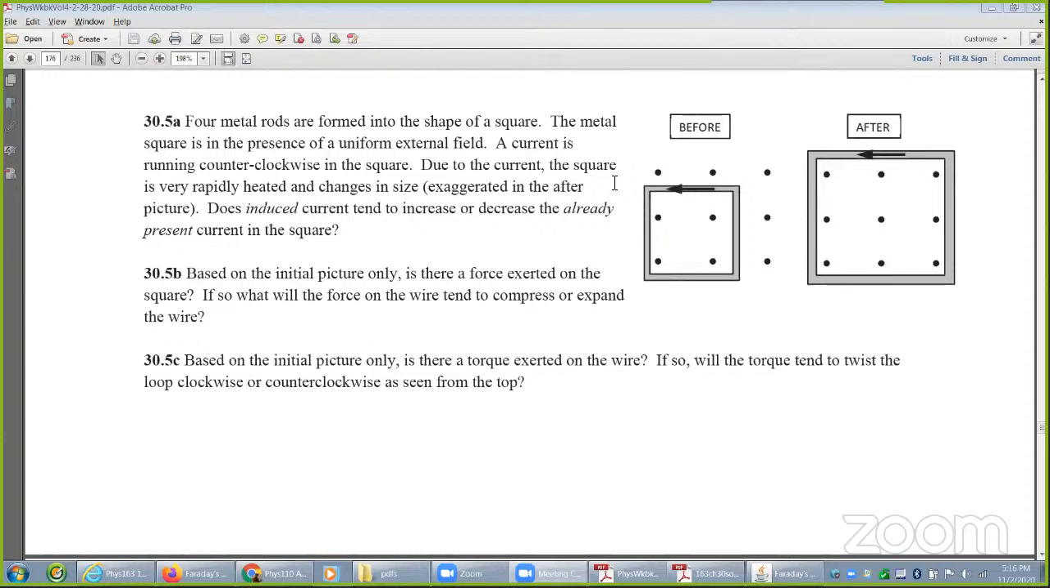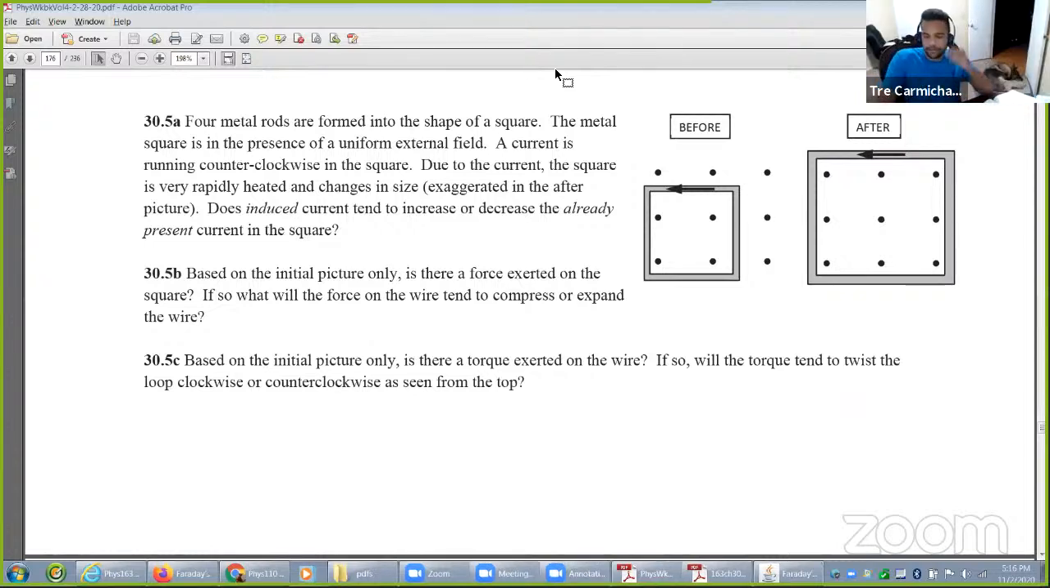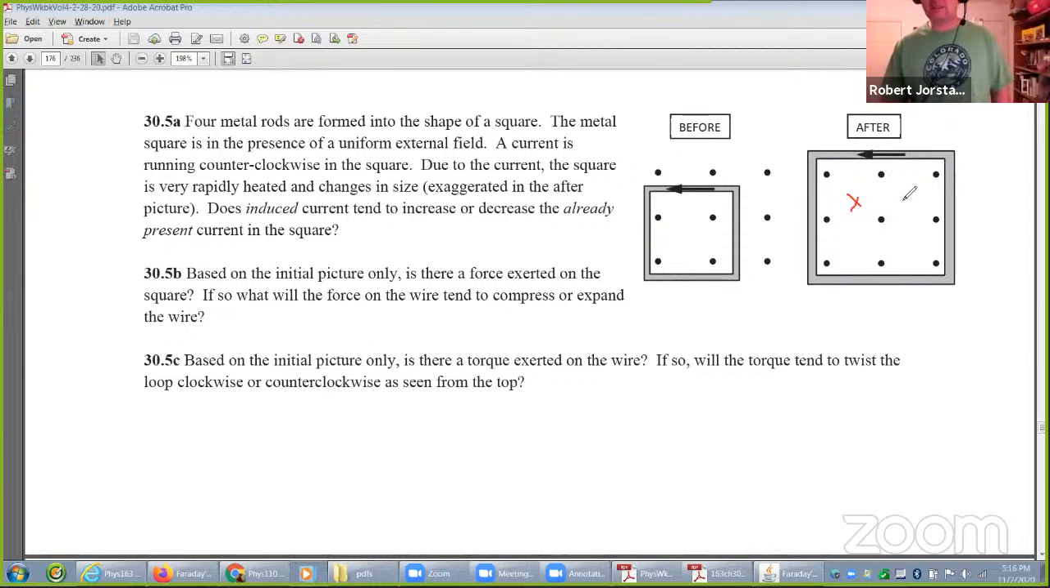Yes. So which direction is the induced current? Clockwise. Let me think. I gotta think it through. You guys are faster than me. All right, so let me see. It's gonna try and make 5 X's, I think. Yeah, and so then it's gonna be clockwise.